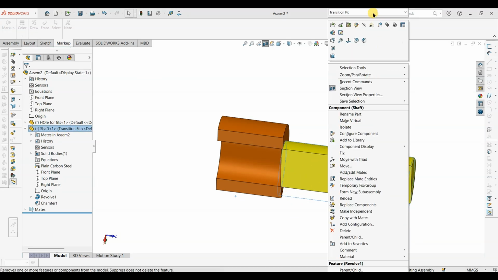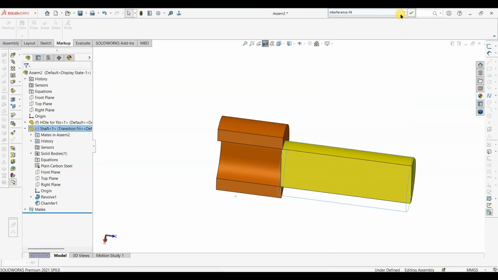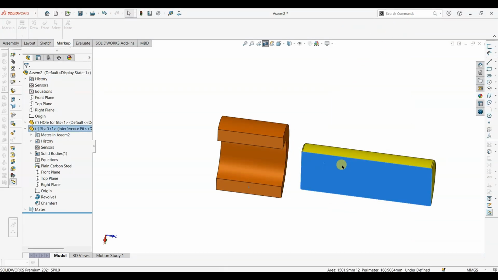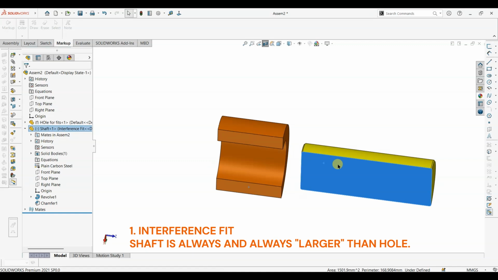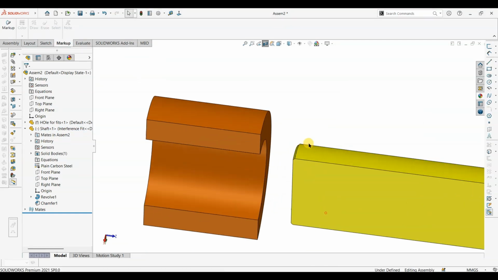Next we have interference fit. An interference fit is a fit in which the shaft is always larger than the hole. So this is the shaft outer diameter, and this is the inner diameter of the hole. So shaft diameter is always larger than the hole diameter.